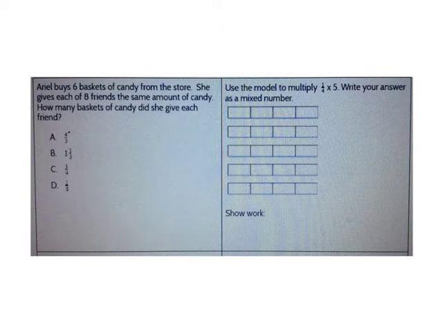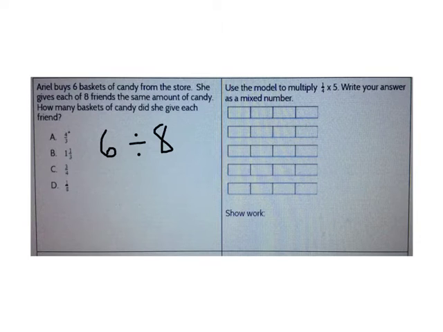Let's start with our do now. Ariel buys 6 baskets of candy from the store. She gives each of 8 friends the same amount of candy. How many baskets of candy did she give to each friend? Well, what operation can I use to solve this problem? I can use division to solve this problem. Ariel is splitting something up. What is Ariel splitting up in this problem? Ariel is splitting the 6 baskets of candy. So, what division problem would I use to solve this problem? I would divide 6 baskets of candy between 8 friends.